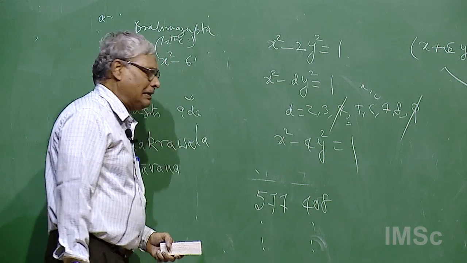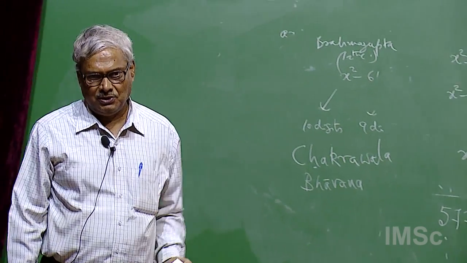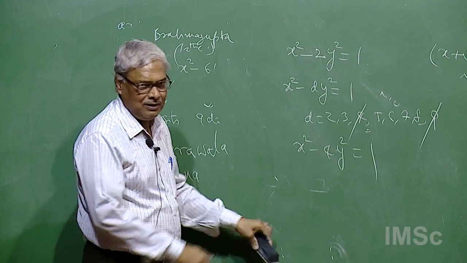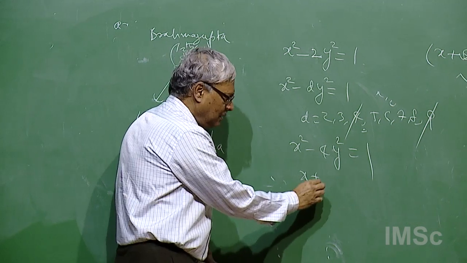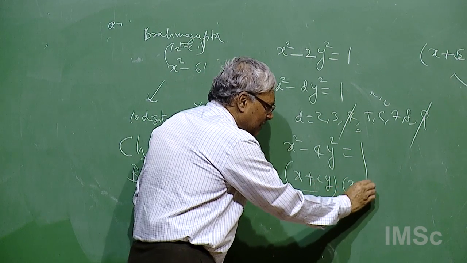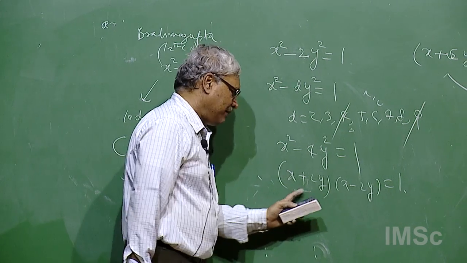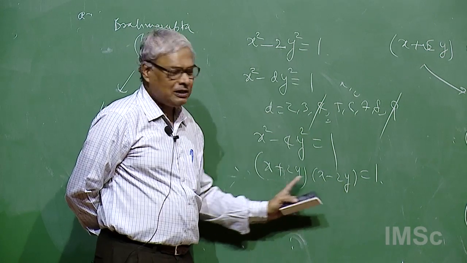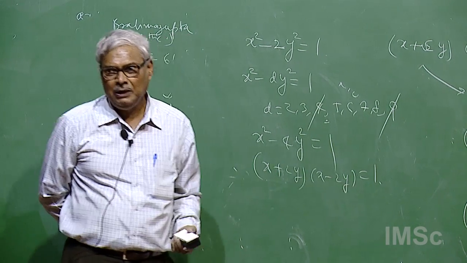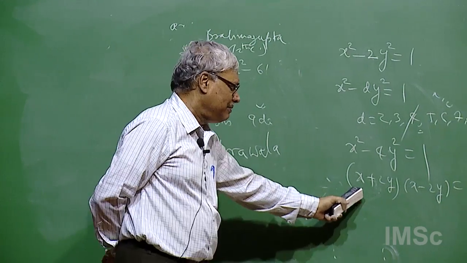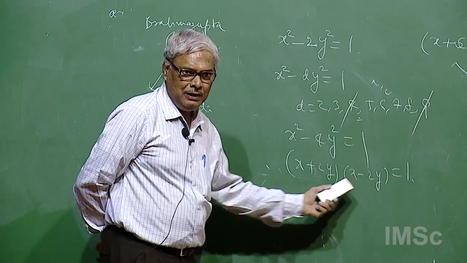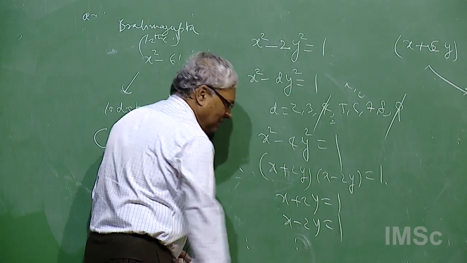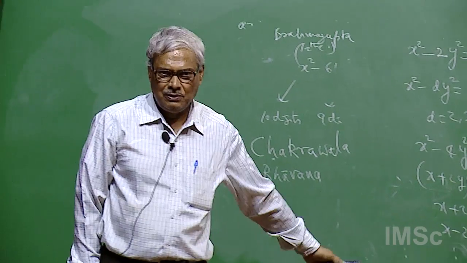Of course, to prove that is very easy. Suppose you took d equal to 4. How do you prove that there are no solutions? You can now factorize this into rational expressions. What would be the factorization? x plus 2y times x minus 2y equal to 1. x and y being positive integers, x plus 2y and x minus 2y also will be positive integers. Product of two positive integers is 1. Therefore, what is the only possibility? They have to be each 1. x plus 2y is 1 and x minus 2y is also 1. So we have two equations in two unknowns now, and we can solve for x and y.